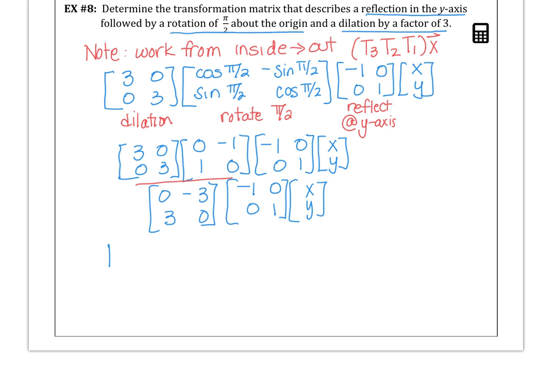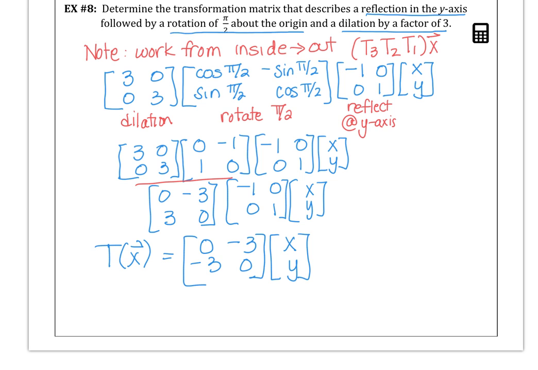And then the transformation for x bar is going to be [0, -3, -3, 0] times some x, y vector. So we did these two last. Make sure I did that right. 0 times -1 and -3 times 0 is 0. 0 times 0 and -3 times 1 is -3. 3 times -1 and 0 times 0. 3 times 0 and 0 times 1. Yes, we did it. Yay!